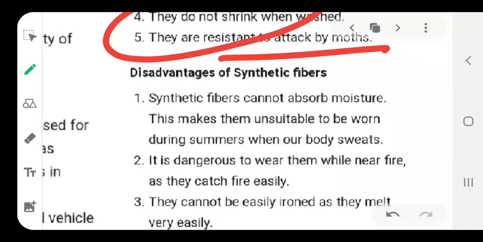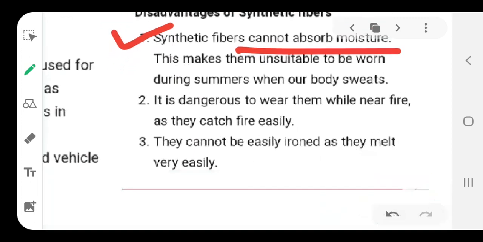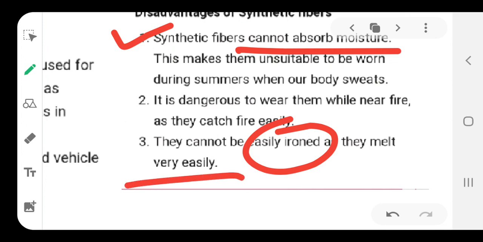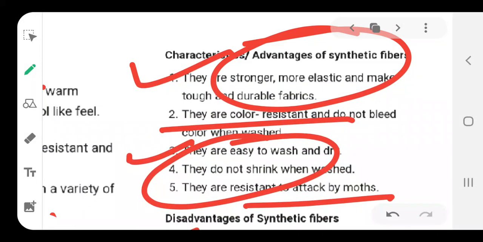So write down the disadvantages of synthetic fibers. Number one, they can't absorb moisture. As a result, it is not comfortable to wear clothing made of them during the summer days. Number two, it is dangerous to wear them near fire, because they can catch fire very easily. They also can't be easily ironed because they melt very fast. So these are some of their drawbacks, but the significant points are more, so they are used worldwide.